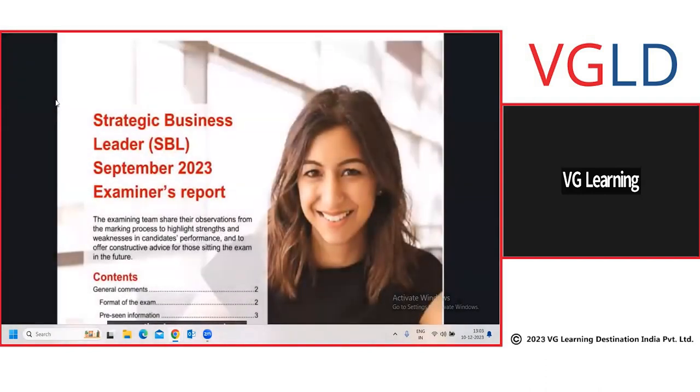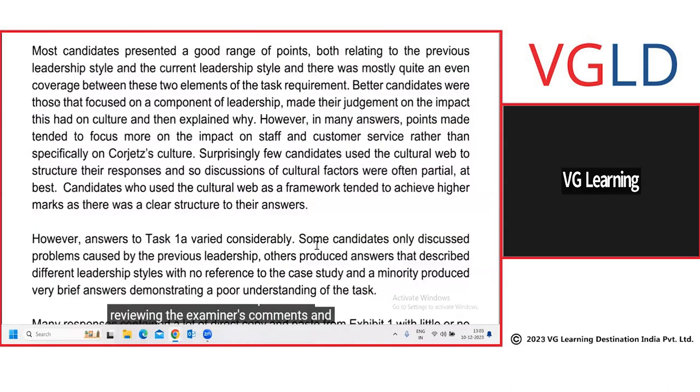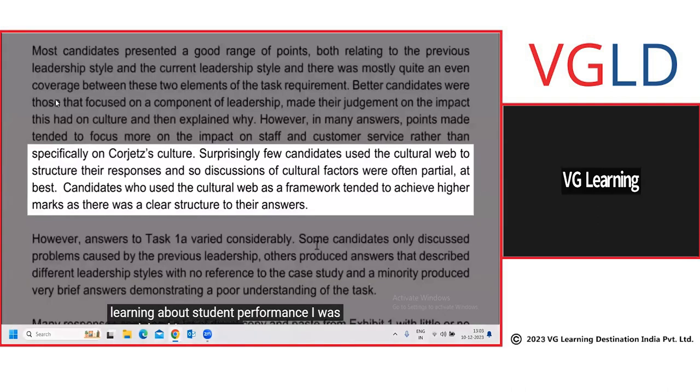I'm in an examiner's report. While reviewing the examiner's comments and learning about student performance, I was struck by this comment: "Surprisingly few candidates use the cultural web to structure their responses, and so discussions of cultural factors were often partial at best. Candidates who used the cultural web as a framework tended to achieve higher marks as there was a clear structure to their answers."